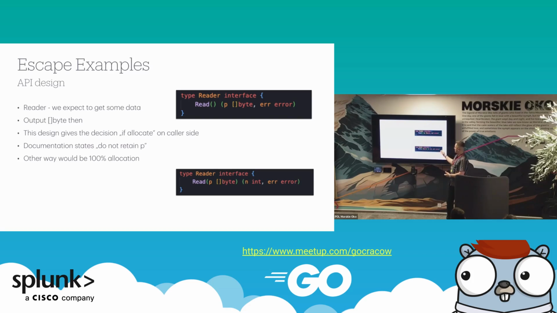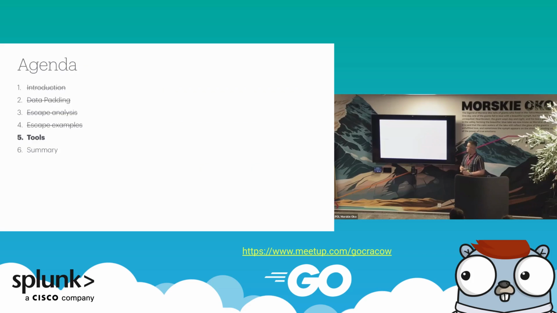Google decided that this version is better. This is passing the slice of bytes into the function. And thanks to that, the decision whether we should allocate the slice of bytes or not is up to the implementer or caller of this interface. Otherwise, this way, it would be 100% allocation. This is all about examples. I will go to those in a minute.